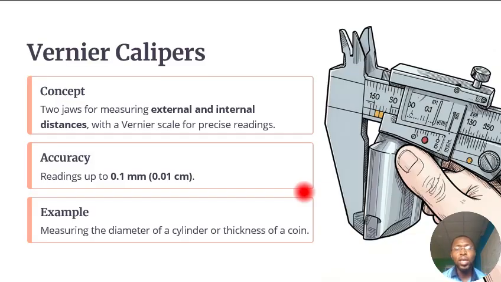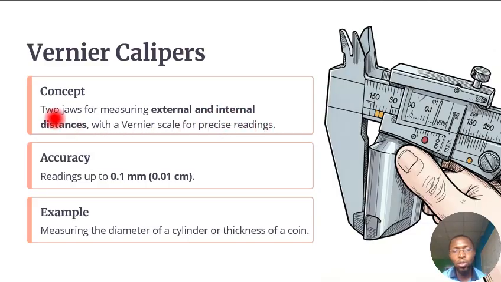And the advantage of this vernier caliper over the meter rule is that it does not only measure external distance, it can also measure internal distance. So when you're looking at measuring the internal distance of an object, the best instrument to use is the vernier caliper because it is made to measure both external and internal distance.